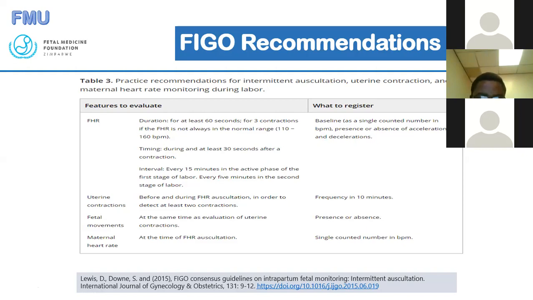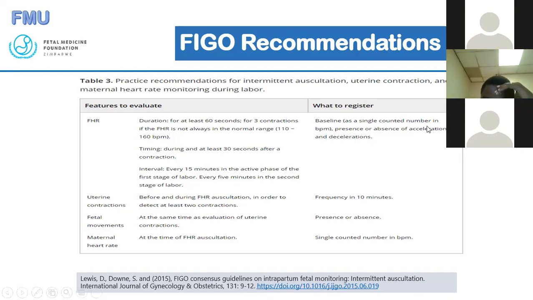You all agree with me that this is not what is happening. What is happening is something else. People are not doing it the way described here. Contractions should be assessed before and during fetal heart rate auscultation in order to detect at least 2 contractions. Fetal movements should be evaluated at the same time as uterine contractions, and maternal heart rate at the time of fetal heart rate auscultation. So you can see for yourself that we are very far from this kind of practice, which we think is the one that we are doing.